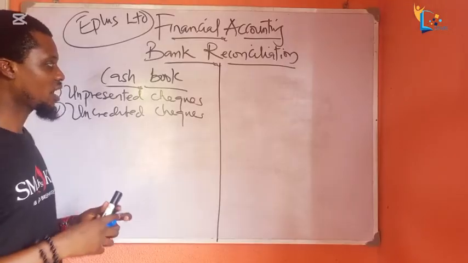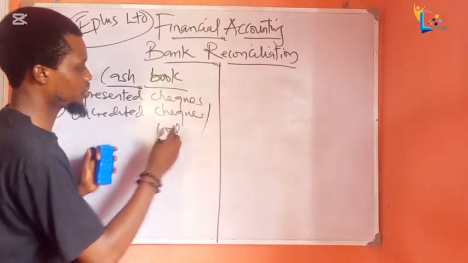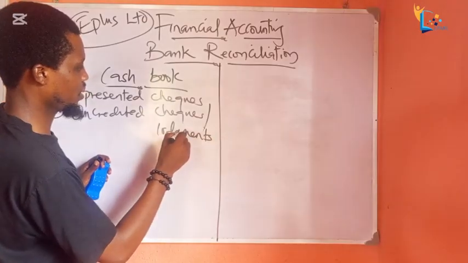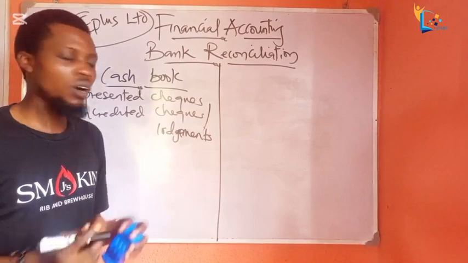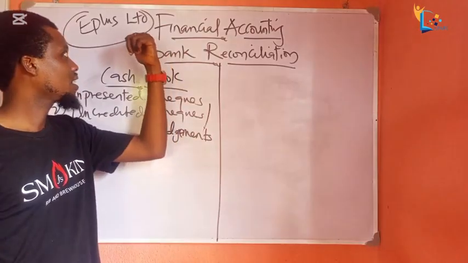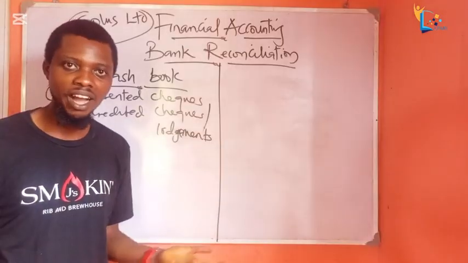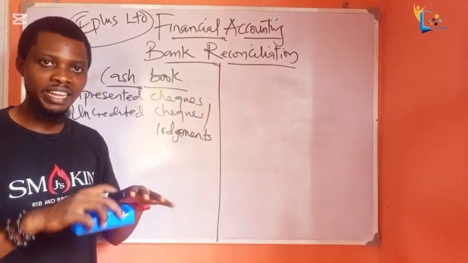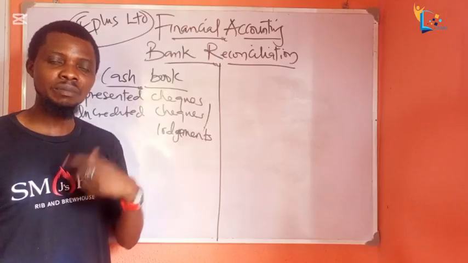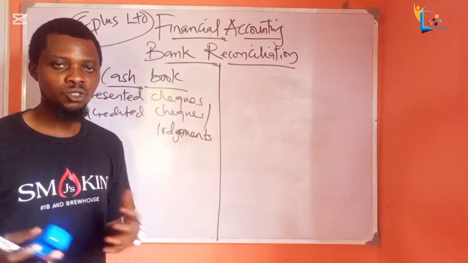Now, uncredited checks or lodgements. Sorry, lodgements. I hope I got it rightly. So uncredited checks are lodgements that were supposed to be credited in the bank statement of the company. Some customers don't like paying cash, so they pay with their checks. At the close of business, the company takes the check to the bank so that the value can be credited to their bank account. But by the time they take the checks to the bank, they might have one delay or the other, with the clearing system and all that.